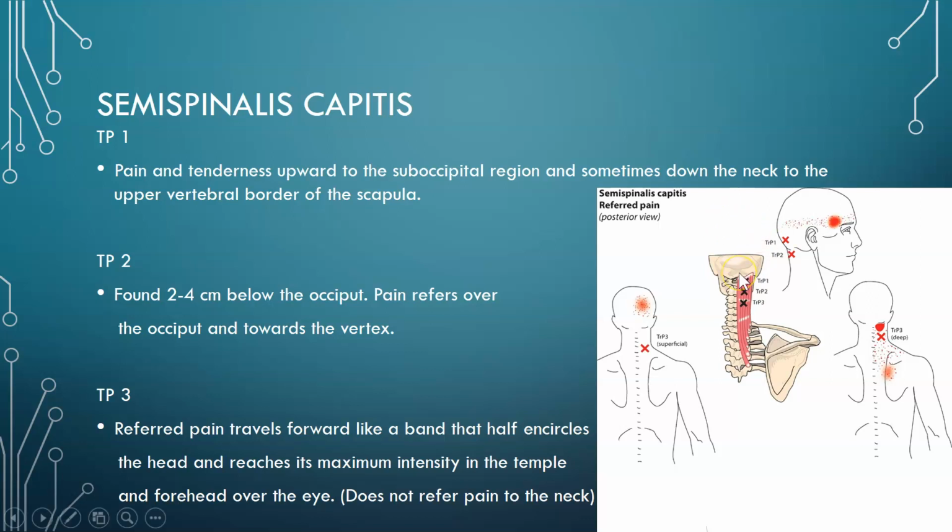So trigger point 1, pain and tenderness is upward to the suboccipital region and sometimes down the neck to the upper vertebral border of the scapula, which we see here. Trigger point 2 is found 2 to 4 centimeters below the occiput, and pain refers over the occiput and towards the vertex. And trigger point 3, the referred pain travels forward like a band that half encircles the head and reaches its maximum intensity in the temple area and the forehead over the eye. It does not refer pain into the neck, the trigger point 3.